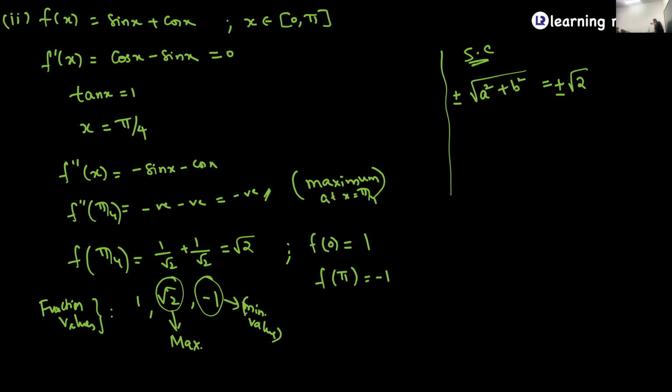So when you do that, I'm repeatedly telling you to concentrate on the domain. The expected answer is plus or minus root 2. But in this case, why didn't you get it? Because the domain is restricted. So now you make a note of it.